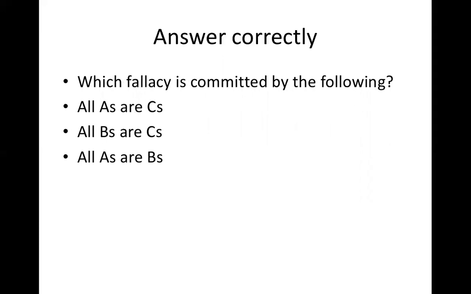Answer correctly. Which fallacy is committed by the following? All A's are C's. All B's are C's. All A's are B's. Hypothetical syllogism. Yeah, that's a fallacy of hypothetical syllogism, or a hypothetical fallacy. All right, we were saying that all Ghanaians are Africans, all Kenyans are Africans, therefore all Ghanaians are Kenyans.